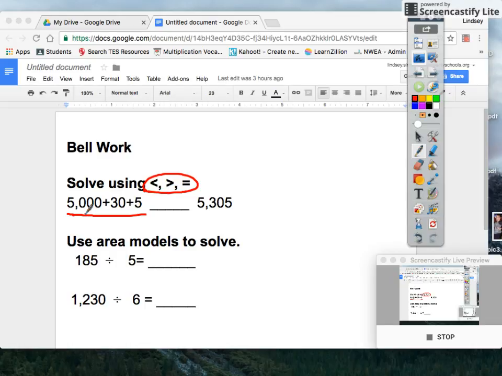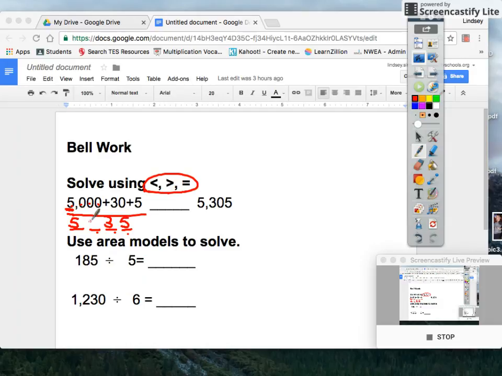Write your blanks and fill in the numbers. All right, how many blanks does this need? 4. 4, because there's 1, 2, 3, 4 numbers. So I'm going to draw 4 blanks. And the 5 right here is in what place, class? Ones, tens, hundreds, thousands. This 3's in the tens, and this 5's in the ones.